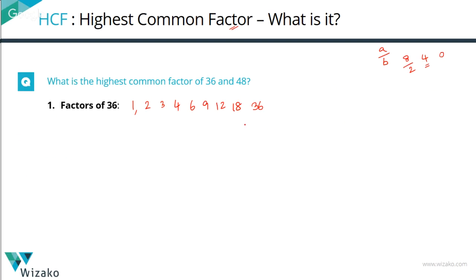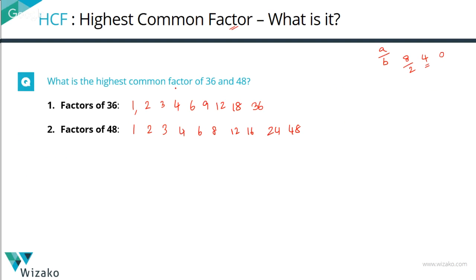Now let's list down the factors of 48 because we're trying to find the highest common factor of 36 and 48. Factors of 48 will run through the same process. 1, 48. 2 is a factor of 48. Therefore, 24 is a factor of 48. 3, 16. 4, 12. And then finally, 6 and 8. These are all the factors of 48.